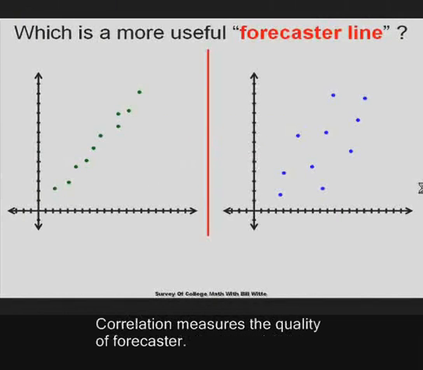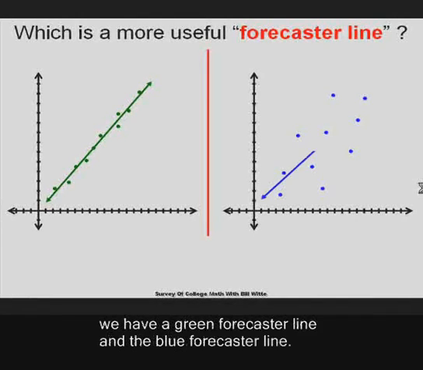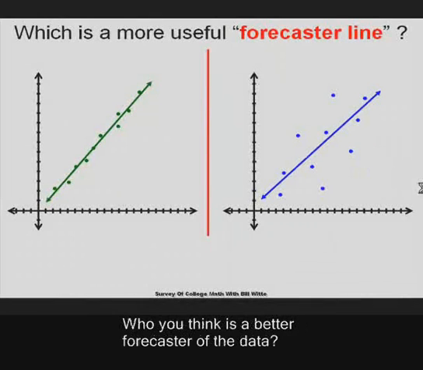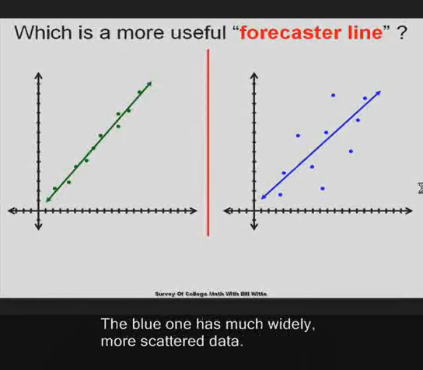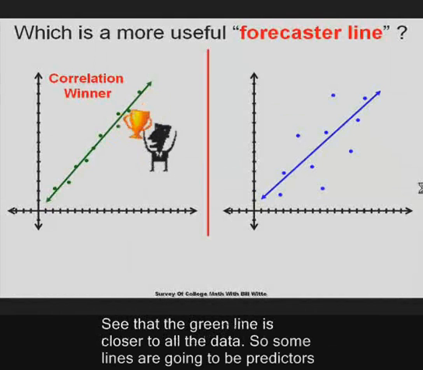Well, a correlation measures the quality of a forecaster. Let's look at these two. Given that data, we have the green forecaster line and the blue forecaster line. Who do you think is a better forecaster of the data? Of course, one has much more widely scattered data. Certainly, the one that's closer to all the data.